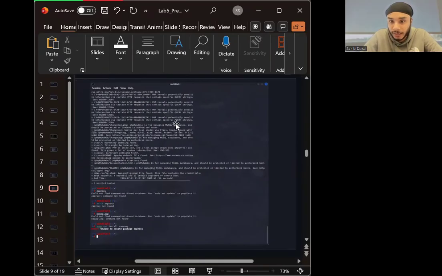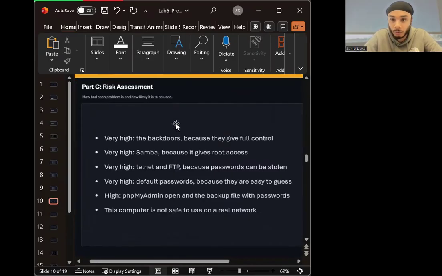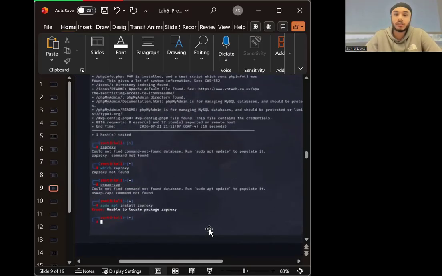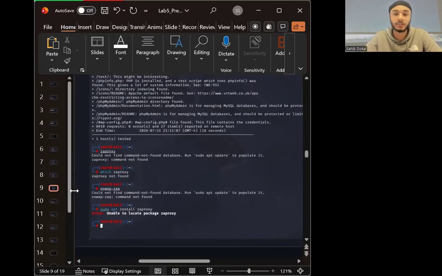Next, moving on, we have the ZAP issue, which was not installed. I intended to use ZAP as another web application scanner, but it wasn't installed on my Kali virtual machine. Instead of skipping this issue, I documented it here, and the problem was it just wouldn't load. So this demonstrates the importance of accurately reporting testing limitations. I tried to load it, and it just wouldn't load for me.